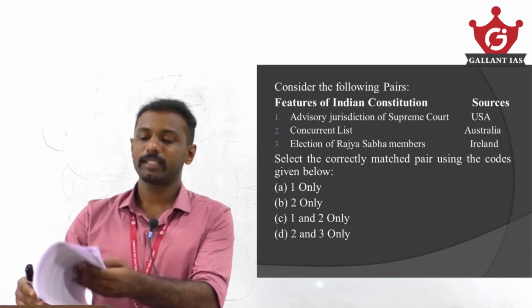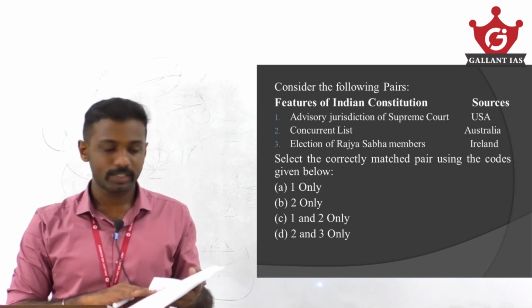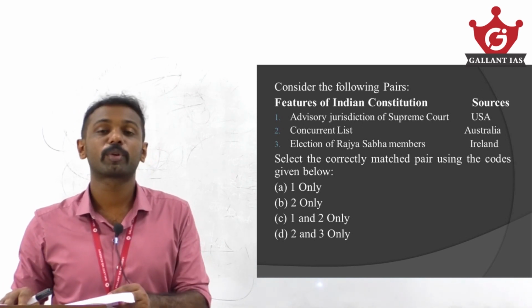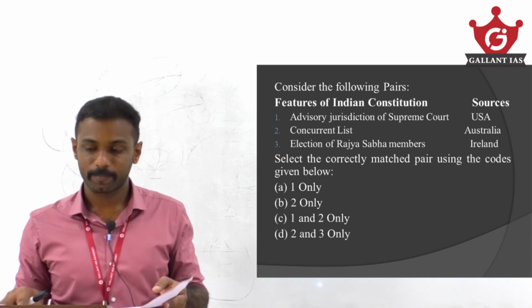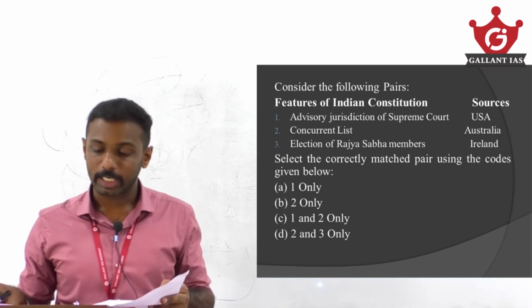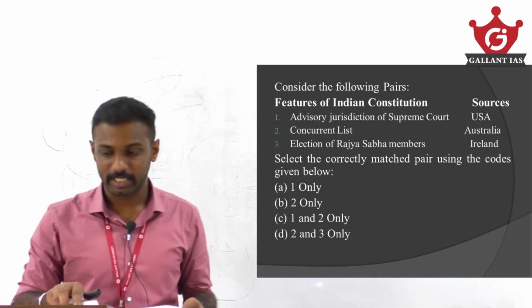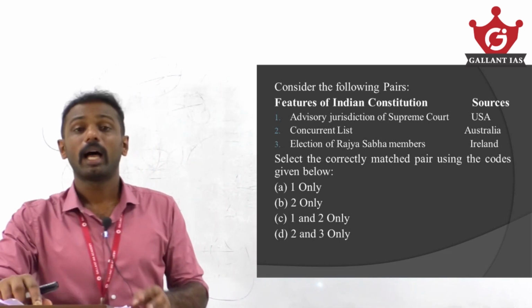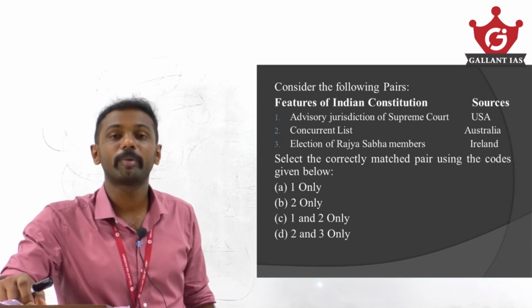So regarding the advisory jurisdiction of Supreme Court, from which country did we take it? We took it from the Canadian Constitution only. I repeat once again, the advisory jurisdiction we took from the Constitution of Canada. Clear? Advisory jurisdiction from Canada. And concurrent list.